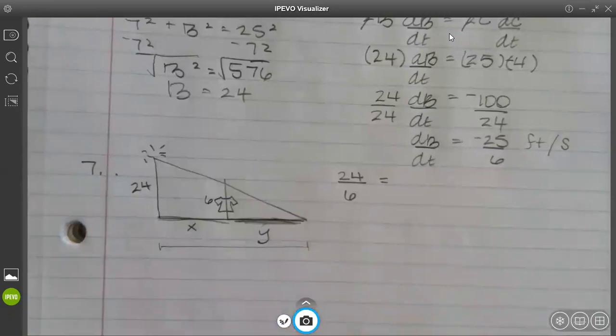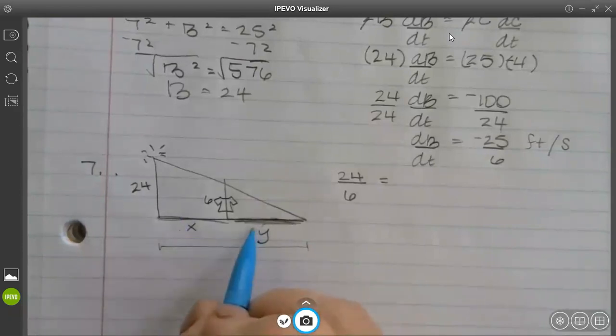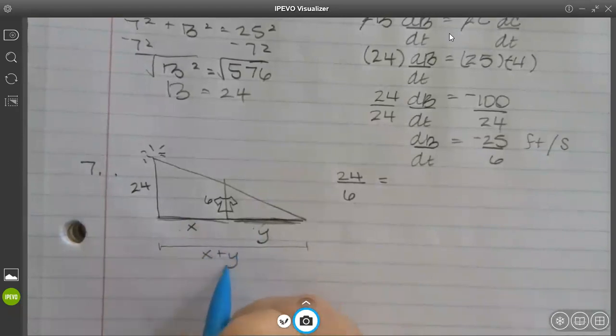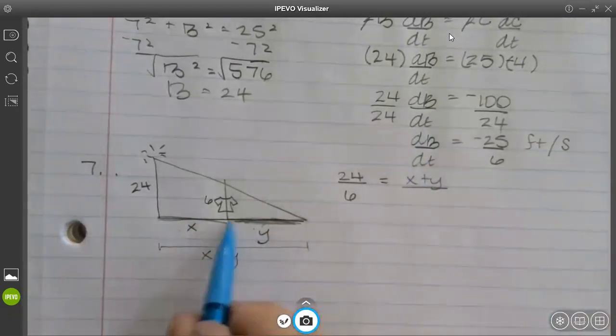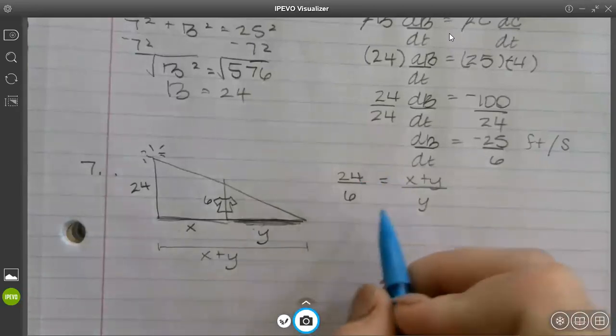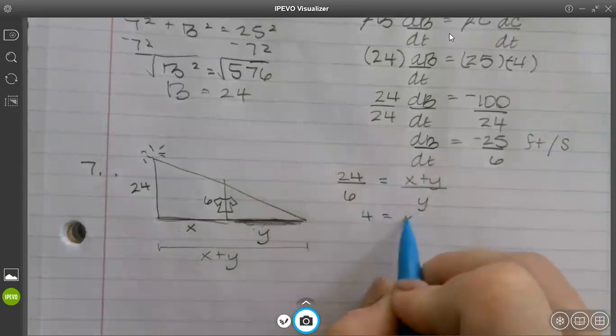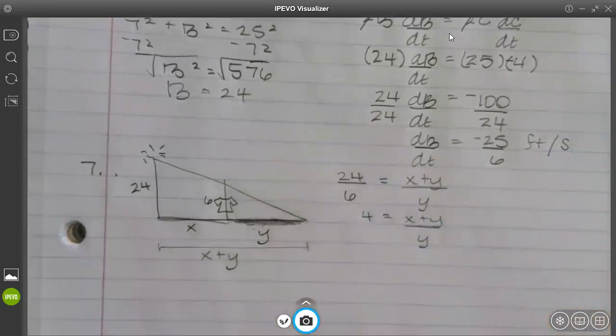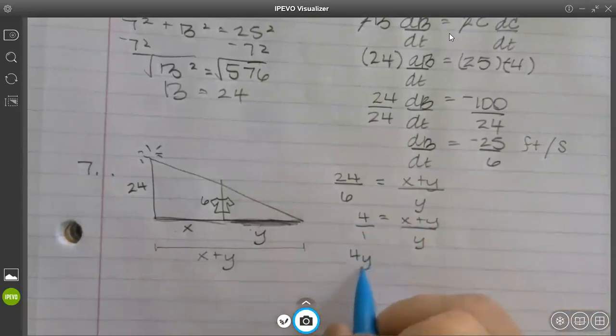Big triangle, how would I get that? If this was 6 and this was 5, thank you. And then the same measure on the little one, the bottom of the little one, is Y. There is no other formula to use. There's nowhere else to go. So we're going to solve this down. How do I solve it down? I want to simplify it. Yeah, you can go ahead and simplify that. What do I do now? Nope, because it's X plus Y. Cross multiply. So I get 4Y equals X plus Y.